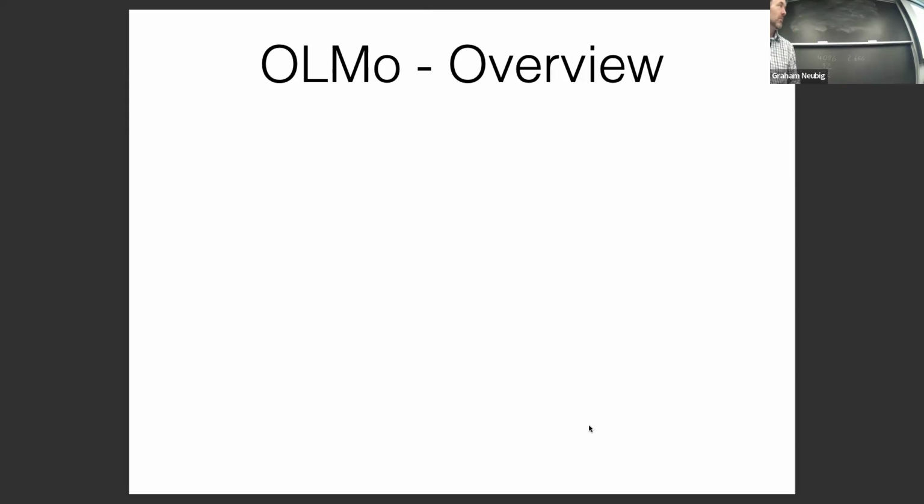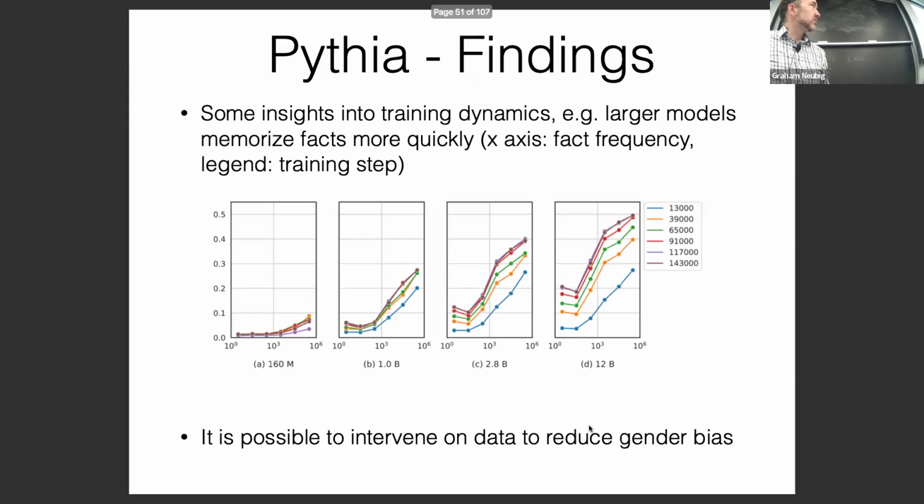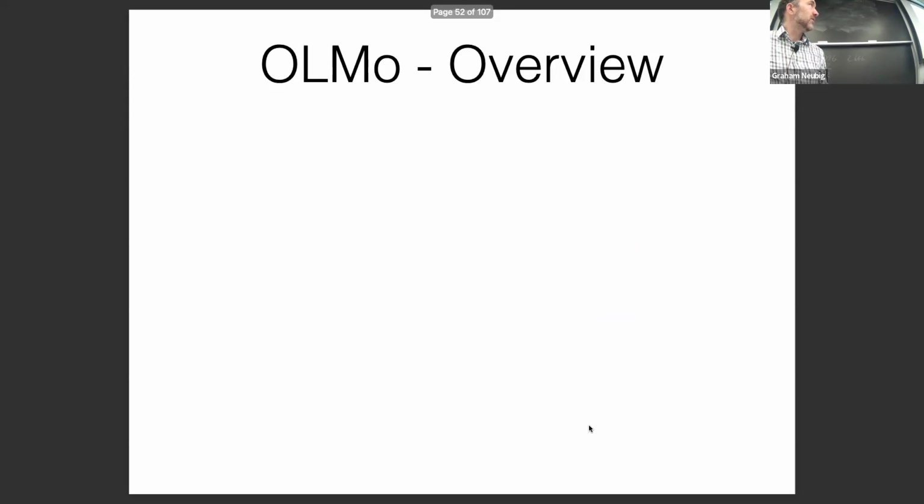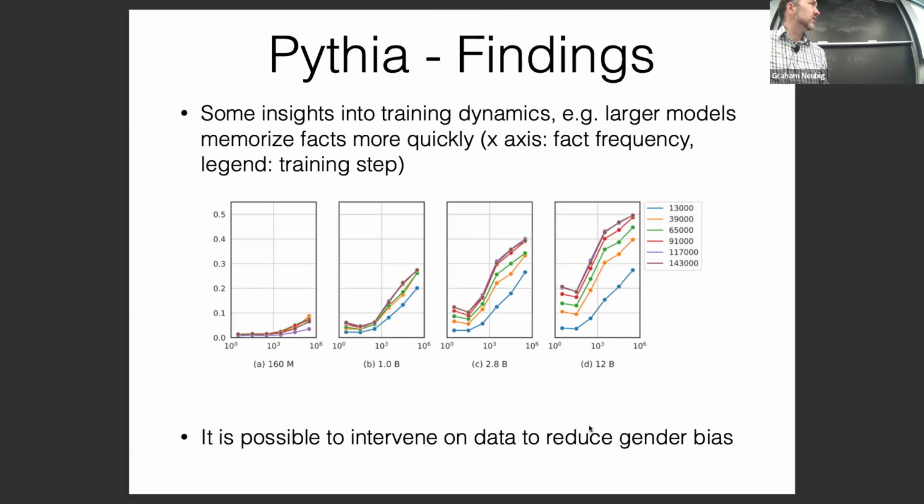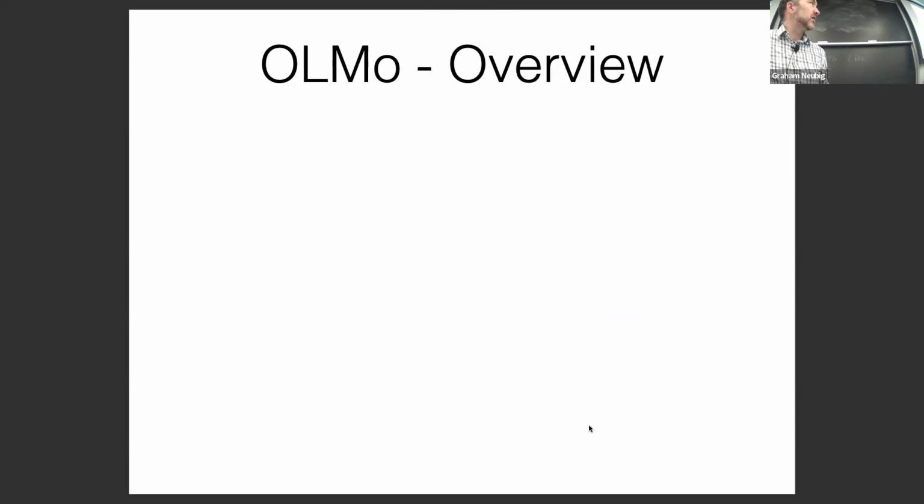Okay. Next, I want to go to OLMo. So OLMo is a more recent model. Pythia, I think, came out around a year ago. OLMo is very recent, about a month ago. And this was created by AI2, the Allen Institute for AI. One thing you'll notice is the two completely open models that I'm talking about both came from nonprofit organizations. So Eleuther is nonprofit, AI2 is nonprofit.